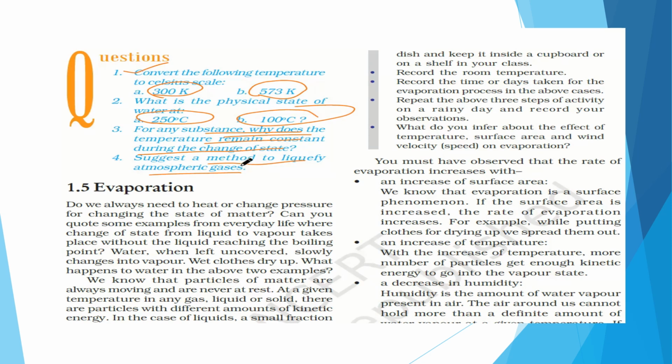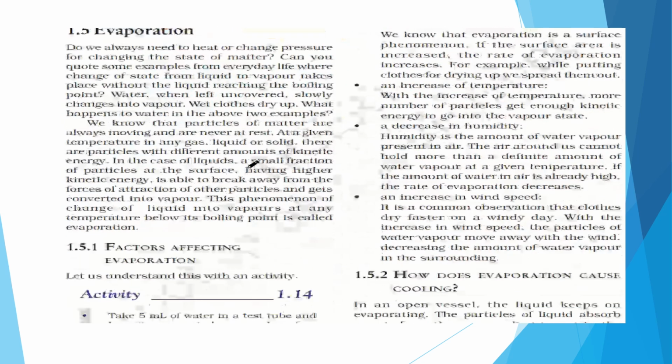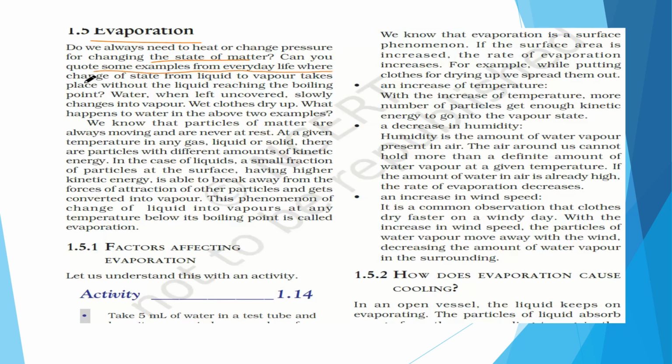So let us start with evaporation now. We all know that we need heat or change in pressure to change the state of matter. Can you quote some examples from everyday life where change of state from liquid to vapor takes place without the liquid reaching the boiling point? We should think of something that has turned to vapor without reaching the boiling point.